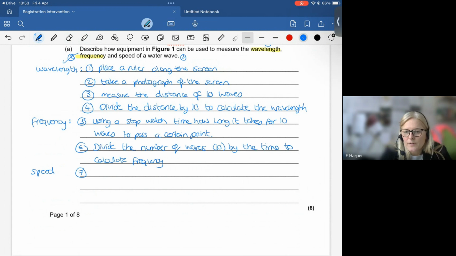Now, those amongst you might have realised I've missed a point. I've decided to include it here. I have measured once the distance of 10 waves, and I've measured once the time it took for 10 waves to move. What if I happen to get distracted? What happened if I mismeasured? So we need to really repeat all those points, numbers 1 all the way through to 6, at least twice more, so we can identify any anomalies and then work out an average mean.